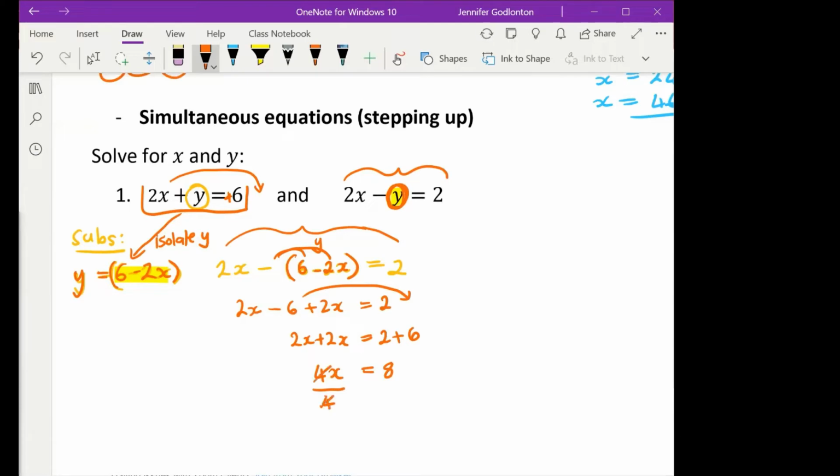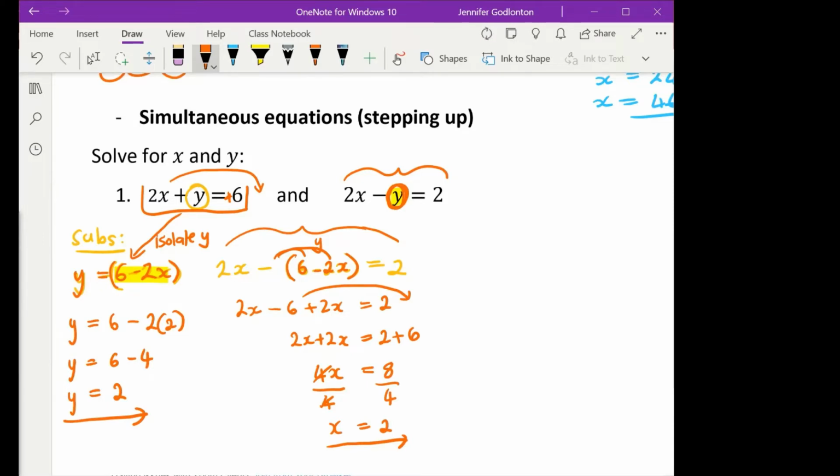Divide by 4. And I see that x is equal to 2. And so what we've done is we've solved for x. Now we just have to go back to our first equation and solve for y. So we say y is equal to 6 minus 2x, and x is 2. So y is equal to 6 minus 4, which means y is equal to 2. Okay, and that is how we would do a question like this with substitution.